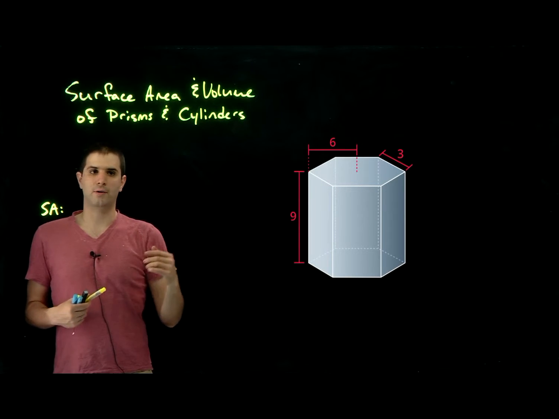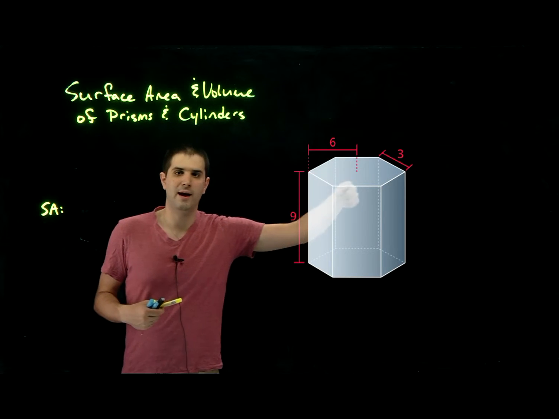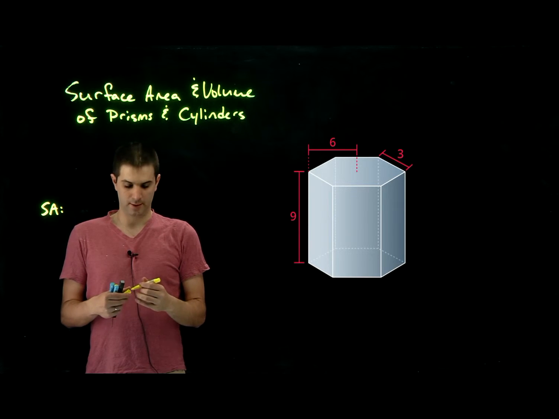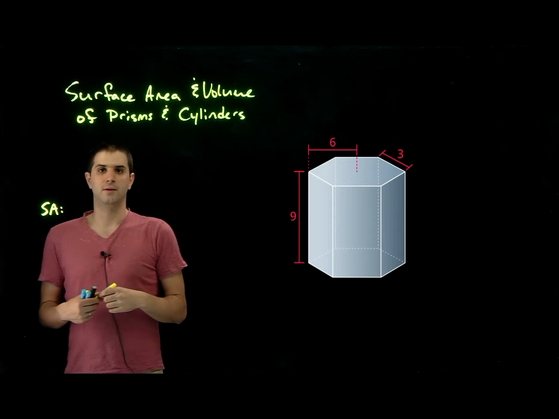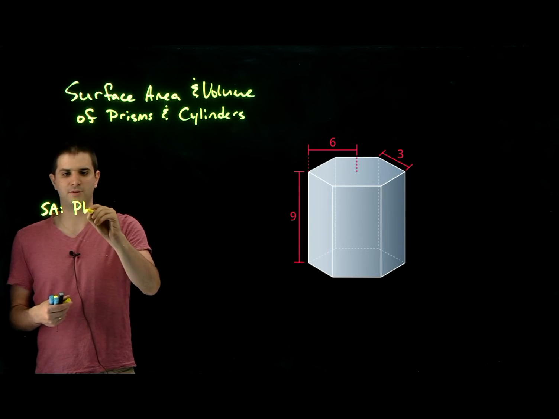And so we can go around, and basically if you take the width, the width, the width, all the way around, if you take all those widths, that's going to be the perimeter, right? And if you multiply that by the height, then that'll be the lateral area. So the lateral area is the perimeter times height.